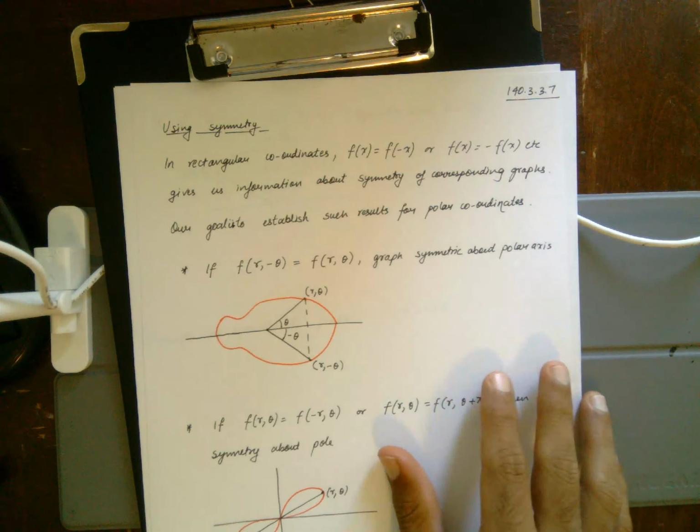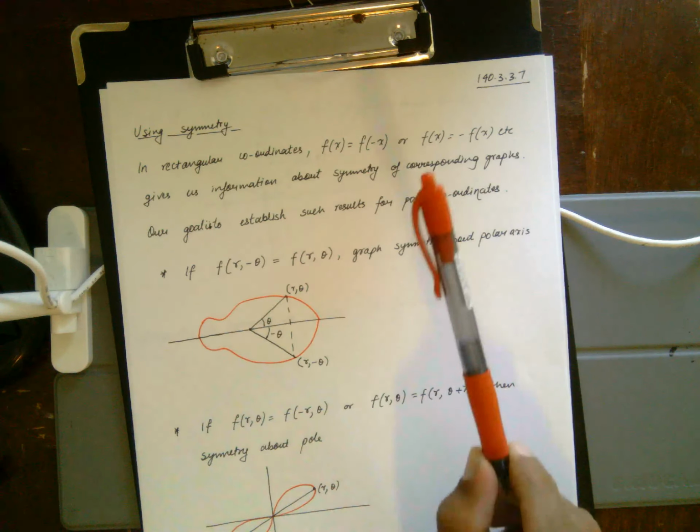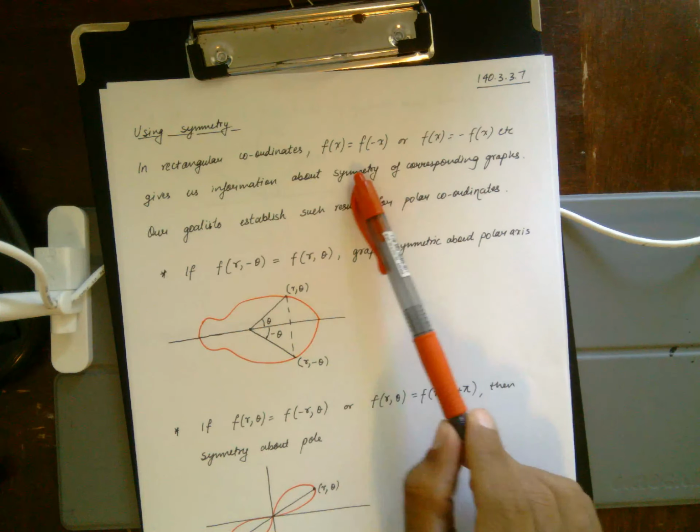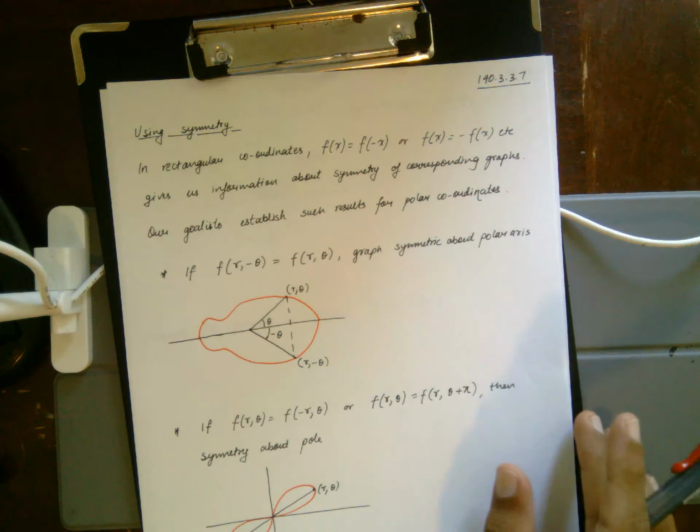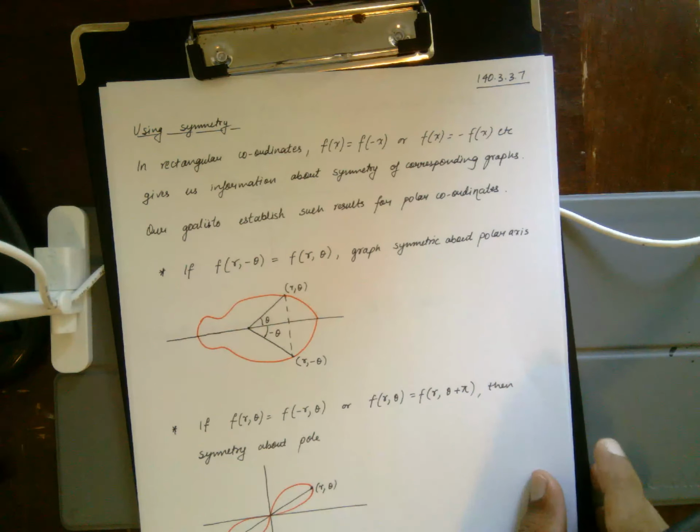So in rectangular coordinates, we have certain symmetries, like replacing x by negative x, or taking the negative of the function. If they remain the same, then it tells us, for example, the function looks the same if reflected along the x-axis, or reflected along the y-axis, or reflected along y equals x, and all of that. So there are three types of symmetry that we notice here.